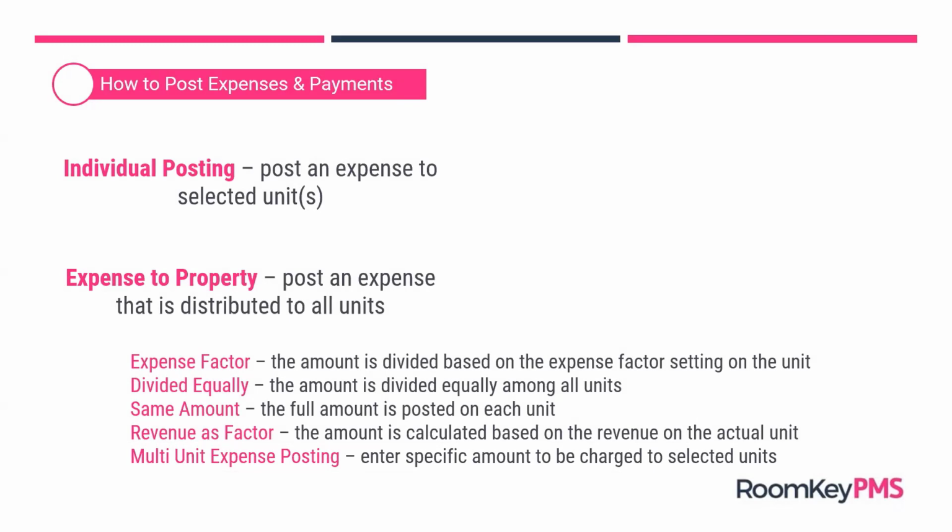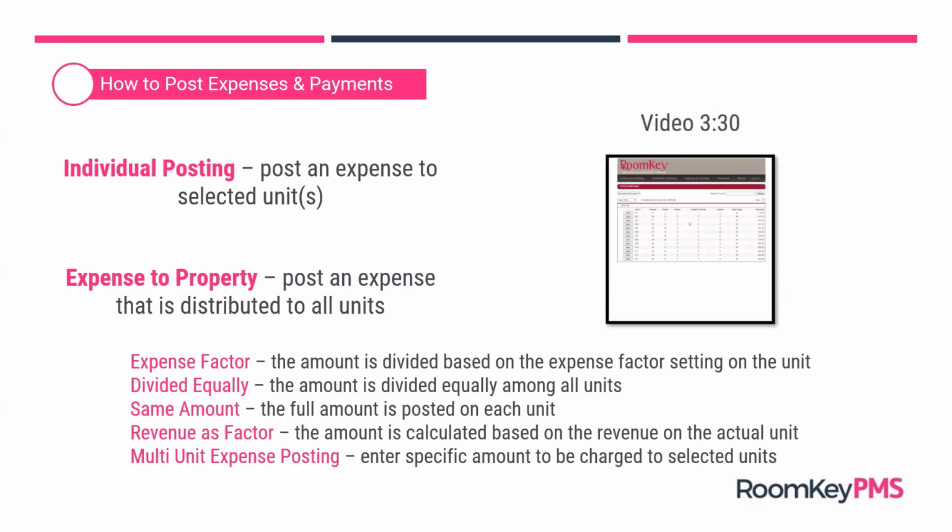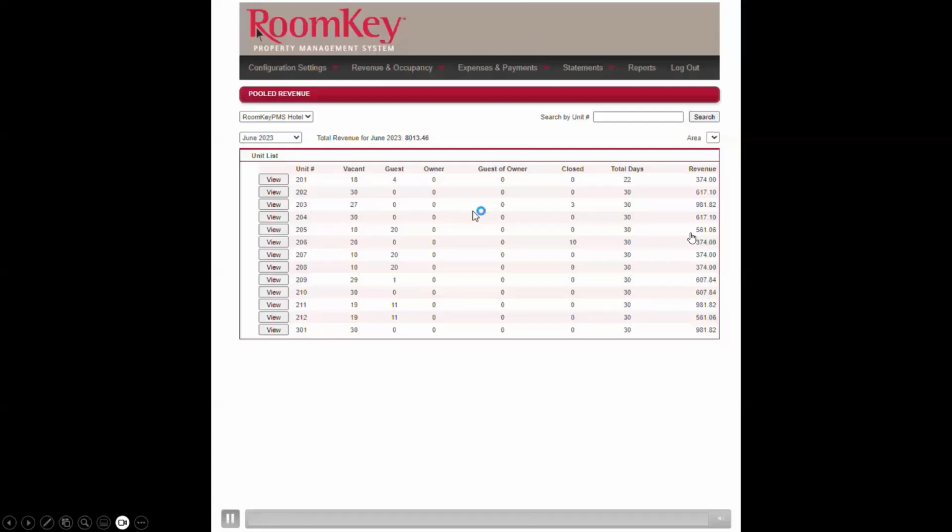Now, this is quite a lot of information, a lot of new definitions for some. So I'm going to show examples of all of these different types of postings in this video here. Now, this is a bit of a longer video, the longest that we'll be seeing today. So it's about 3 minutes and 30 seconds, but it's going to show a couple of examples of individual postings, and then it goes through several examples of how to expense to property.